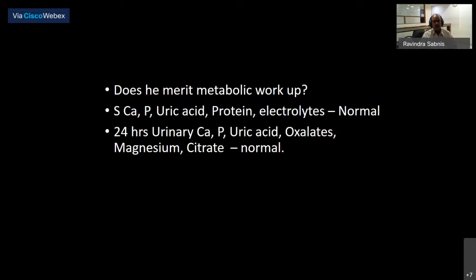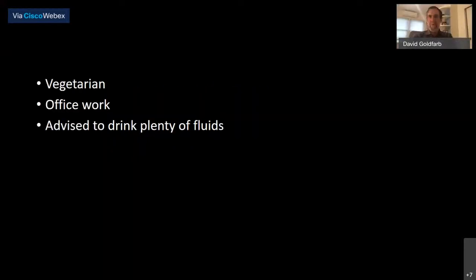So in this case, serum calcium, phosphorus, uric acid, protein, electrolytes were normal. The 24-hour urinary calcium, phosphorus, uric acid, oxalate, magnesium, citrate, all were normal. He was on a vegetarian diet. Looking into the other history, he was otherwise in office work, not much exposure to heat outside. He's purely vegetarian, not taking any meats anytime. And therefore the common, so-called empirical advice was given to him to drink plenty of fluids; really there was nothing much to change in the lifestyle.